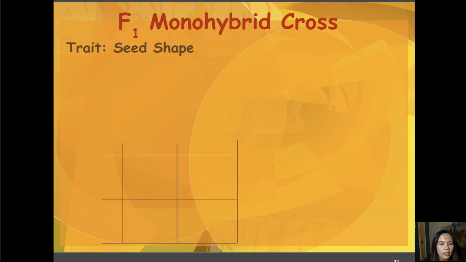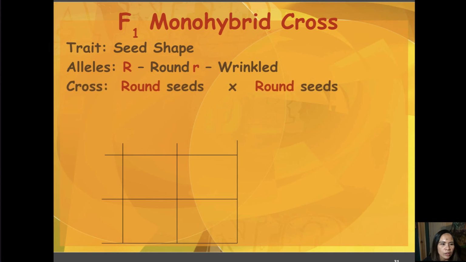So the trait, which is seed shape, which is, of course, your round seeds, which is already a hybrid, we're going to cross them now into our monohybrid cross. And in this result, as you can see here, there's one window in our Punnett Square with pure, and then heterozygous, and then another heterozygous, and your homozygous recessive trait.